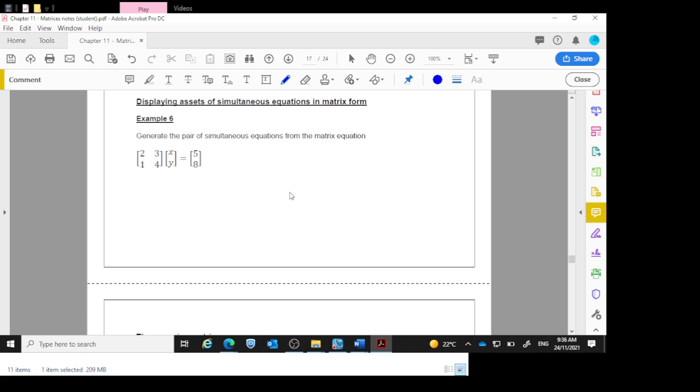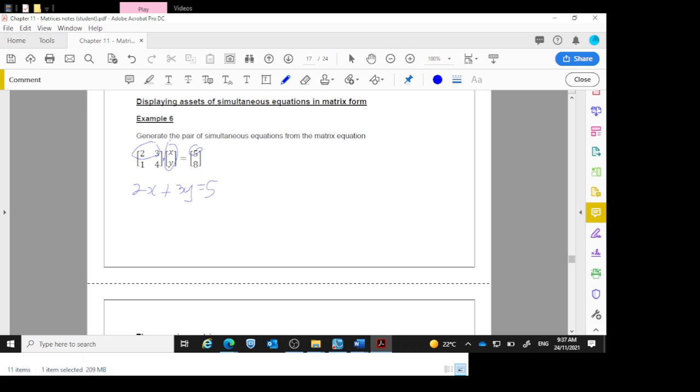Displaying systems of simultaneous equations in matrix form. So we could solve simultaneous equations, yes, those things that you used to do, using matrix form. So here, this is already matrix form and it says generate the pair of simultaneous equations from the matrix below. To generate, all we're going to do, there's a times between these two matrices. So we're going to multiply this by this. So we'll get 2 times x, first with the first, plus 3 times y, second with the second, and that equals the first number.